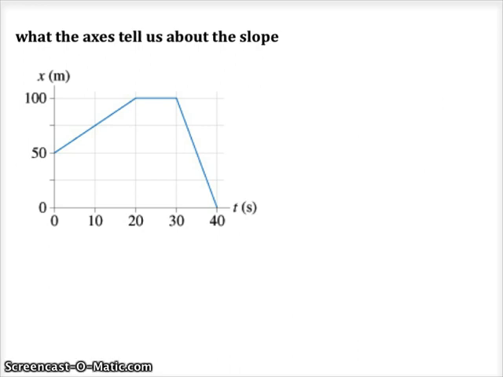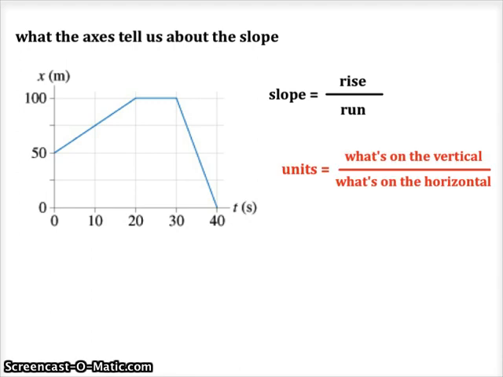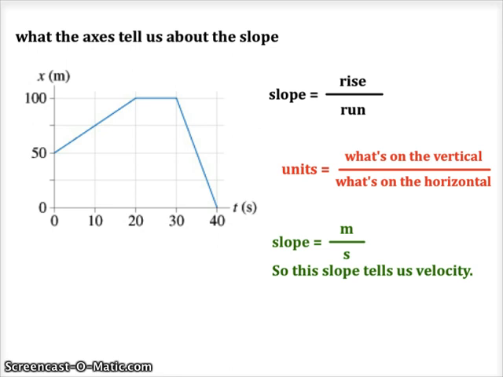So what do those axes tell us about the slope? Well, we can really take a look at just our basic definition of slope, remembering that it's the rise over the run. And if we match that up with how our axes have been labeled, just looking at what's on the vertical axis, what's on the horizontal axis, we can see that for this graph, our slope will tell us something about meters over seconds. The slope will have units of meters per second. So it's a velocity. Without really memorizing anything, just looking at the graph, we can tell what the slope is going to tell us.